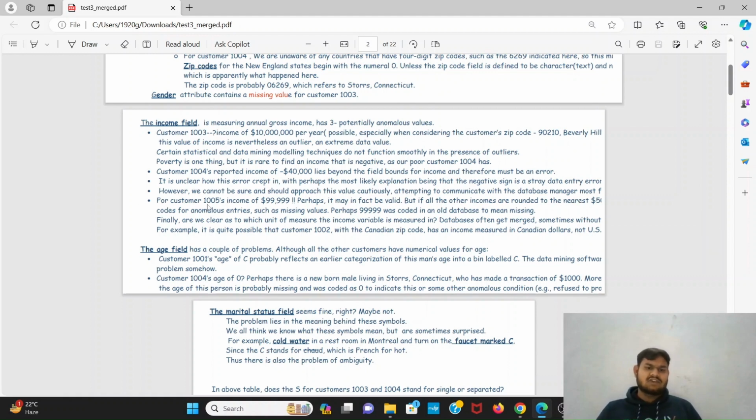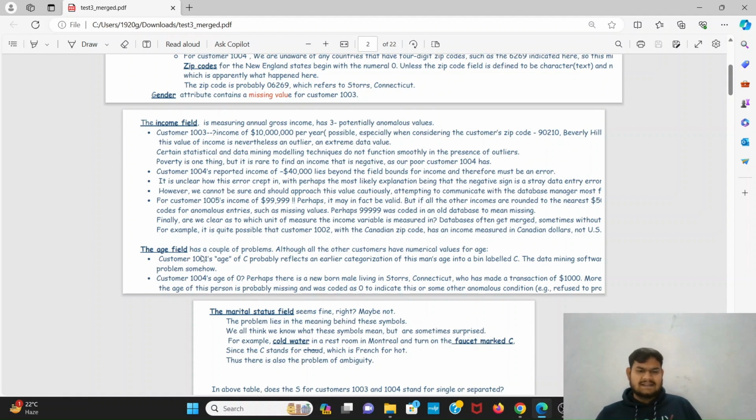For customer 1005, an income of $99,999 perhaps may in fact be valid. But if all other incomes are rounded to the nearest $5,000, it may be a code for another anomalous entry, such as a missing value, perhaps coded in an old database to mean missing. Finally, are we clear as to which unit of measure the income variable is measured in? Databases often get merged without this being noted, for example, customer 1002 with the Canadian zip code.